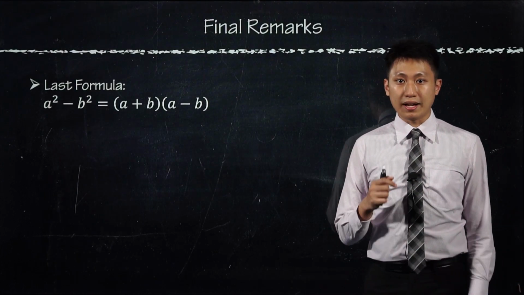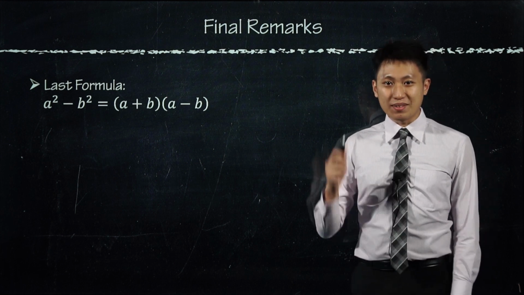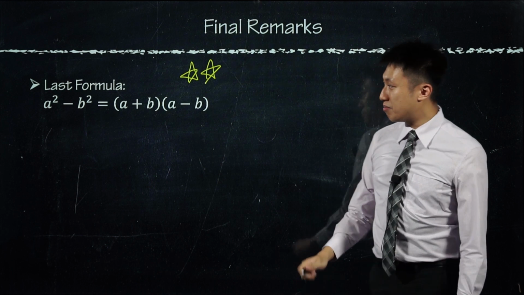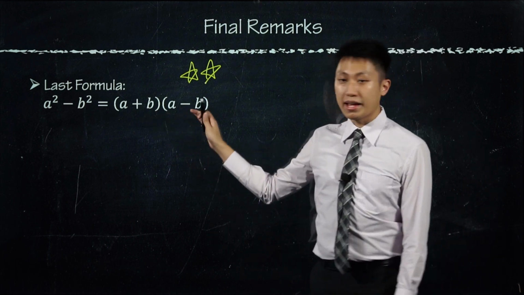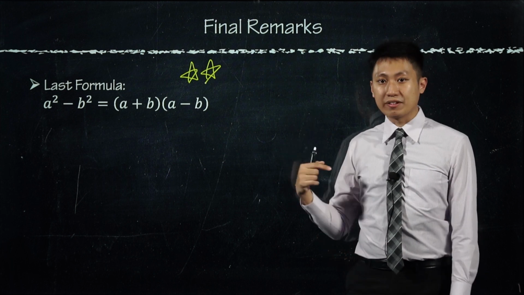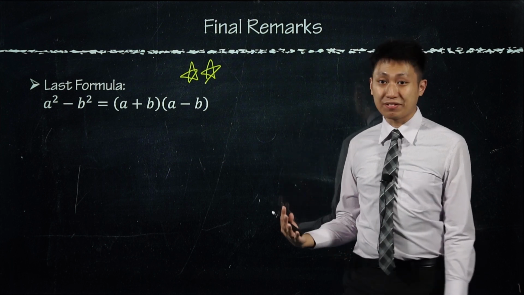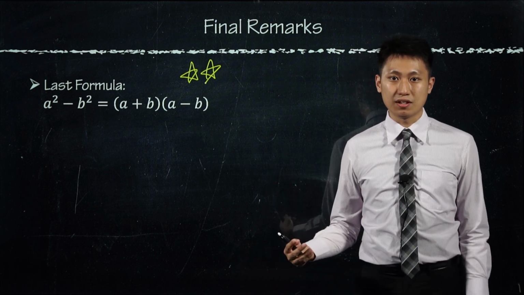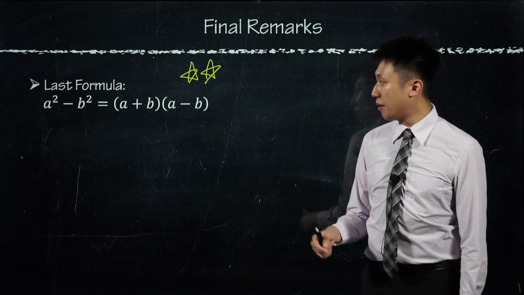So one more, some final remarks here. This one I need you to remember. This one is very, very important, okay? A squared minus B squared is equal to (A plus B)(A minus B). No matter what, you need to remember this, or else you will have a rough time figuring things out, like how to cancel things off. So this one must be remembered.